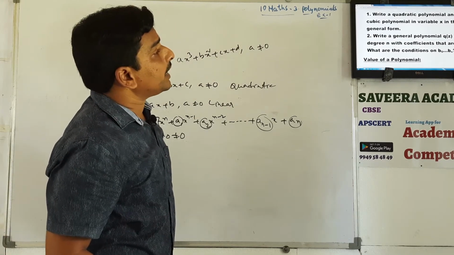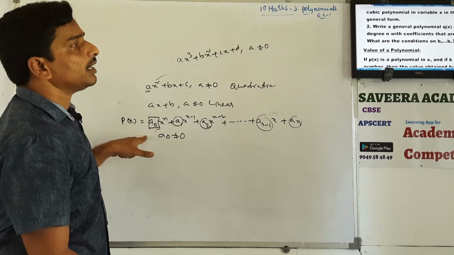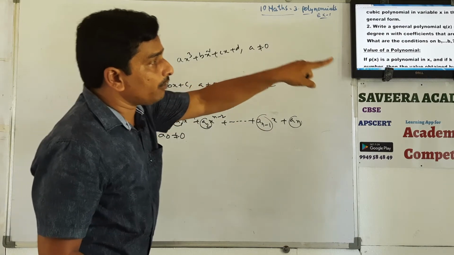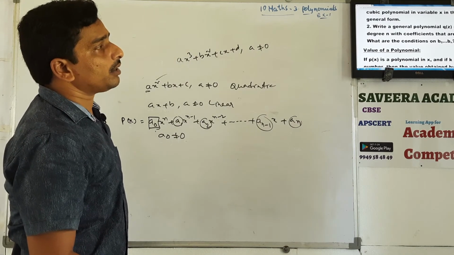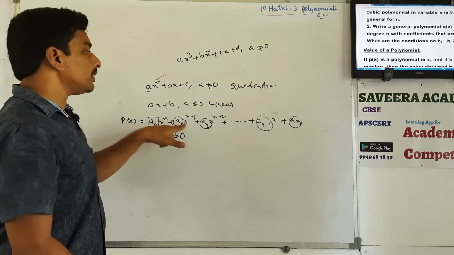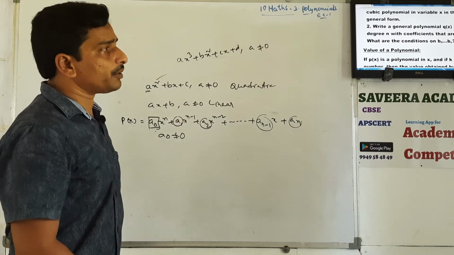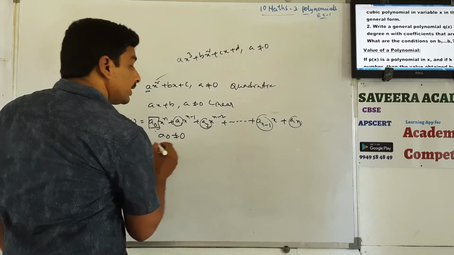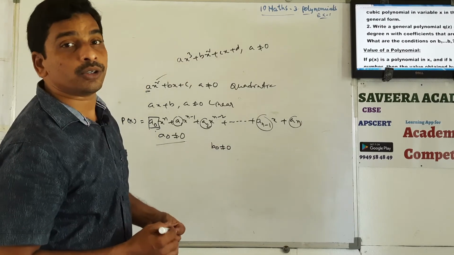Next, write a general polynomial q of z of degree n. Like this we can write, but instead of a naught, a1, a2, we have to take b naught, b1, b2, b n minus 1. What are the conditions on b naught and b n? Here we have said a naught, a1, a2, a n minus 1 are real coefficients. The same thing we will say there: b naught, b1, b2, b n are the real coefficients. And there we will write b naught not equal to 0.